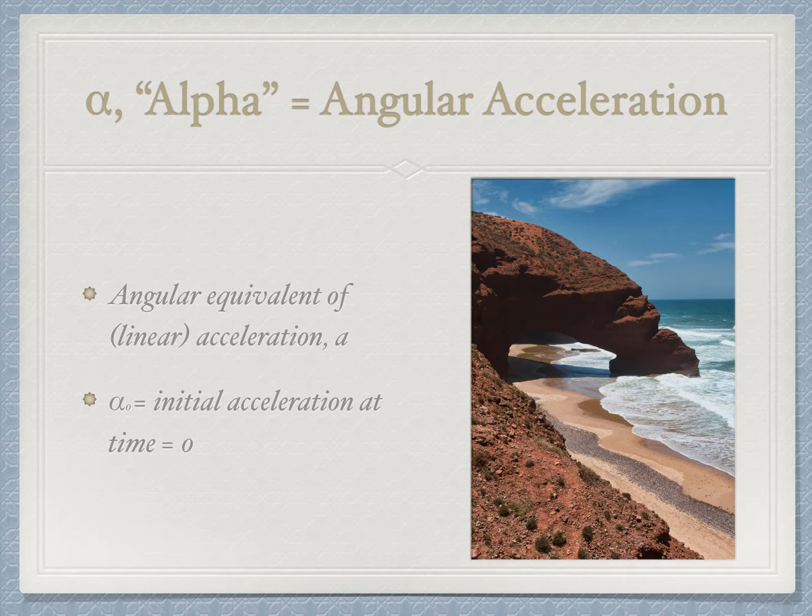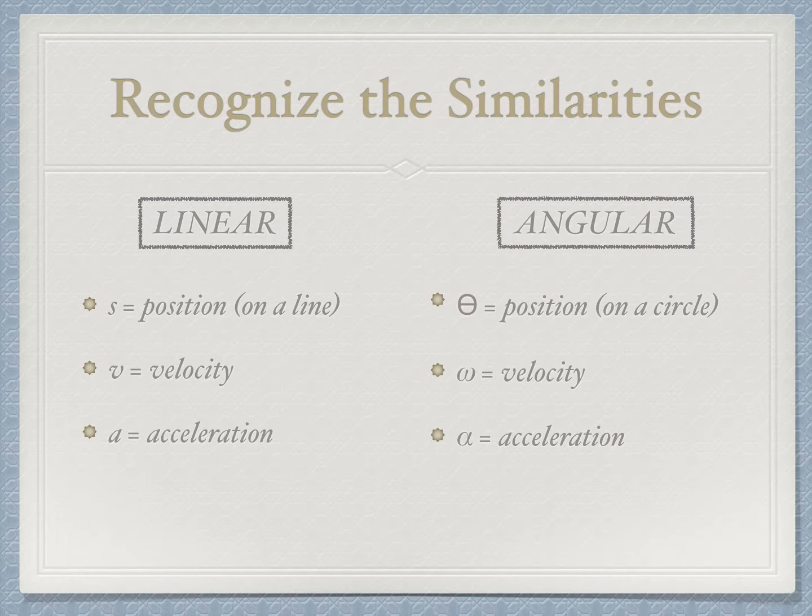Alpha, which has a little bit extra curl to it than the regular letter A, is the Greek letter alpha, and it is angular acceleration. Alpha is the angular equivalent of the regular or linear acceleration represented by the regular letter A. Alpha naught is the initial acceleration at understood time equal 0. So do recognize the similarities between the linear values and the angular values.